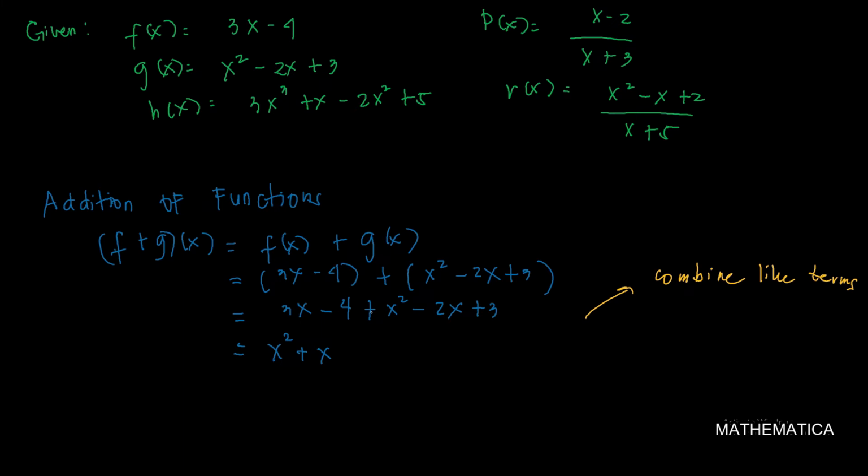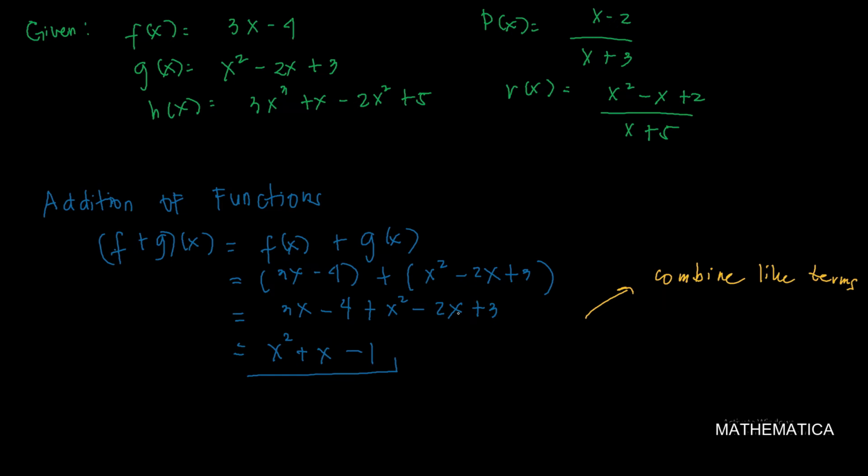So, negative 4 plus 3. So, again, unlike sign na naman. So, you have to minus and copy the sign of the higher value. So, negative 4 plus 3, magkakaroon naman tayo ngayon ng negative 1. So, eto na yung final answer natin. So, f plus g of x is equal to x squared plus x minus 1.